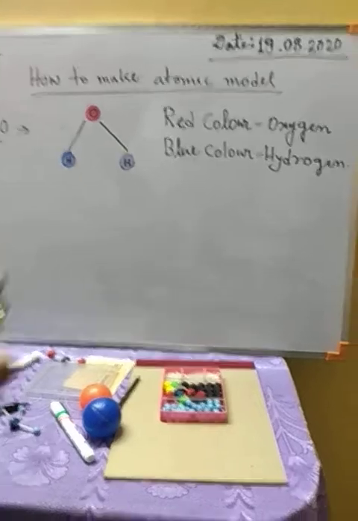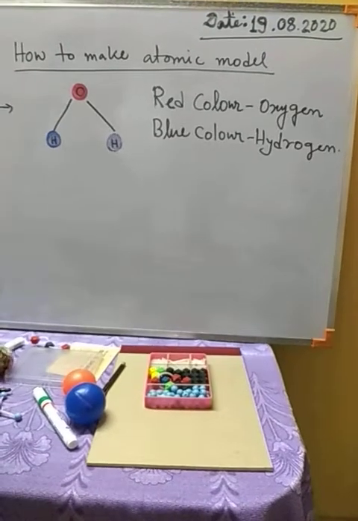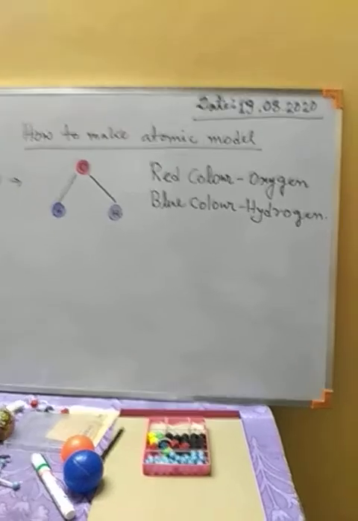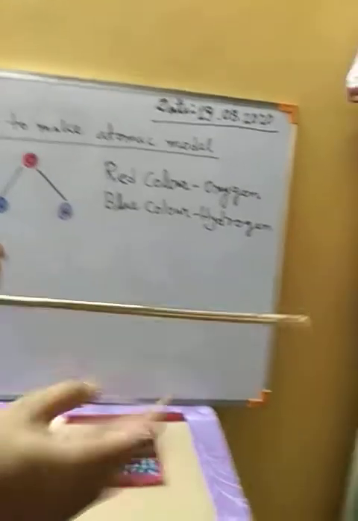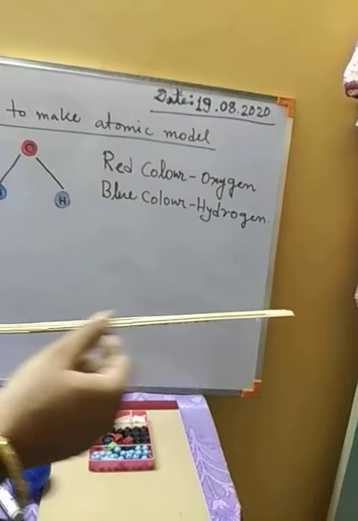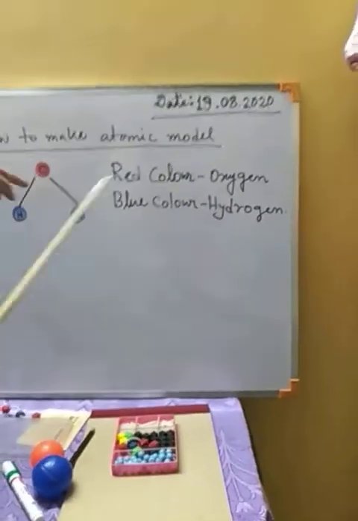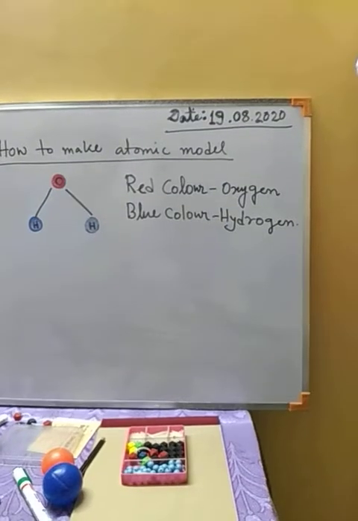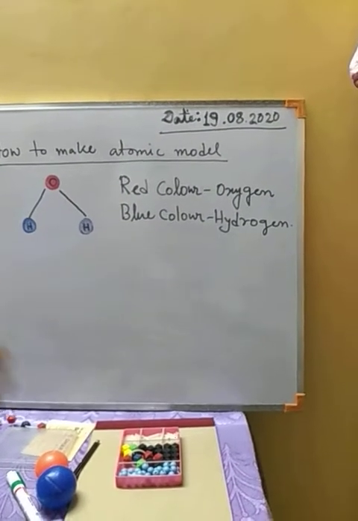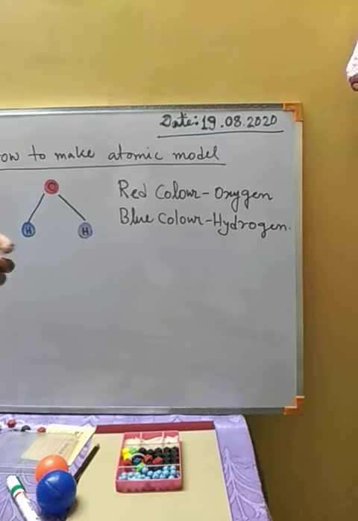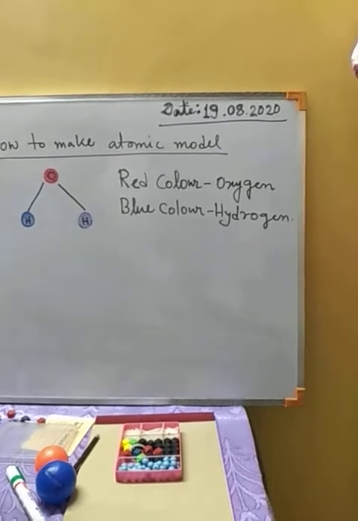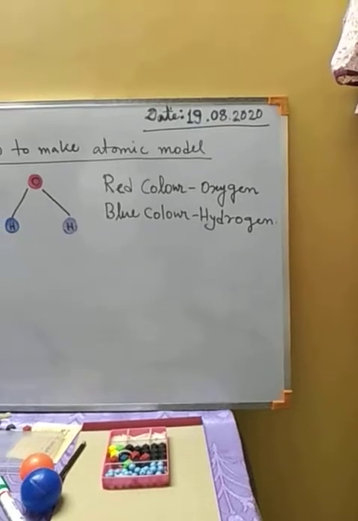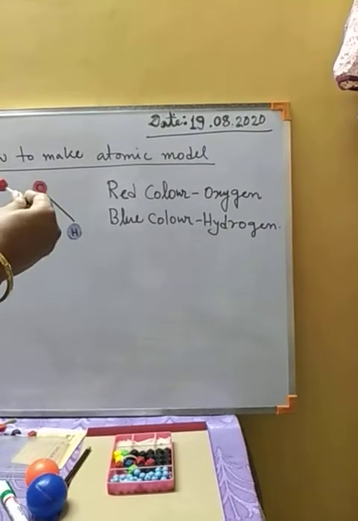Okay, so after coloring the balls, we are going to use sticks. This kind of stick you can use, and you have to wrap it with black color, or you can color it with black, or you can wrap it with paper and use. The structure should look like this after making that.